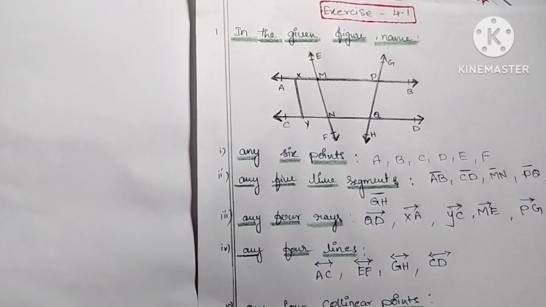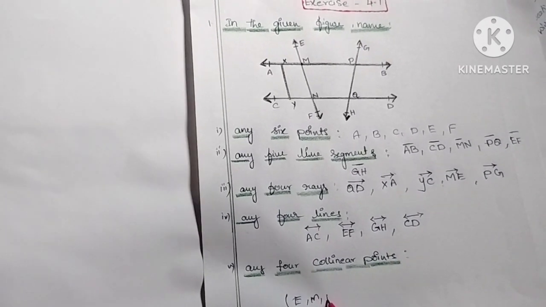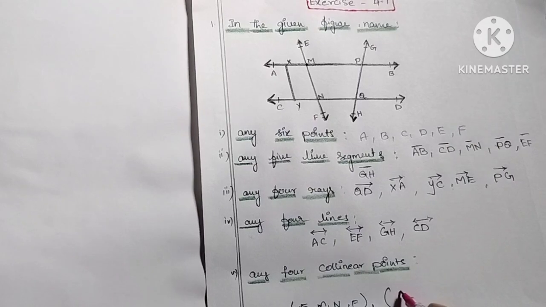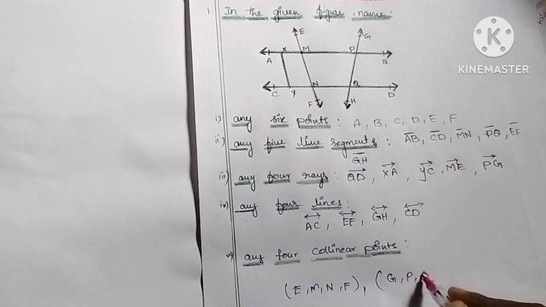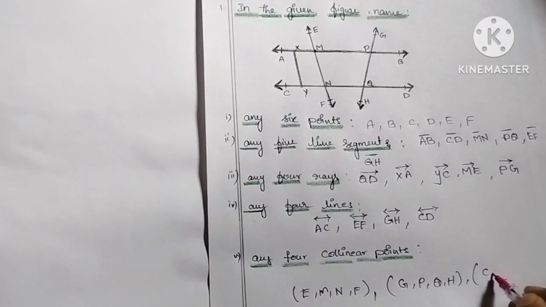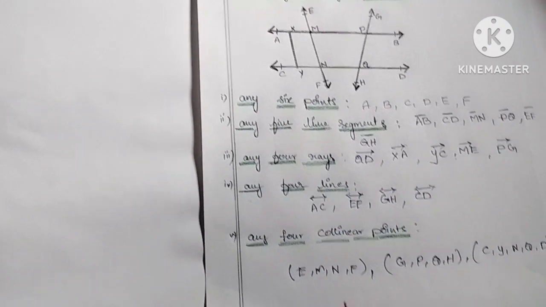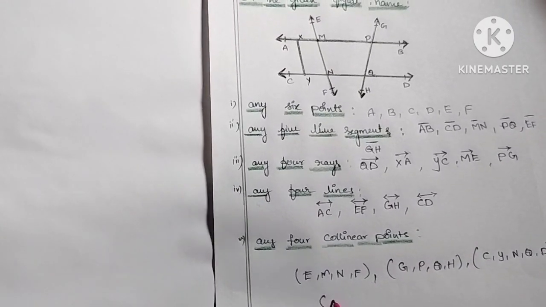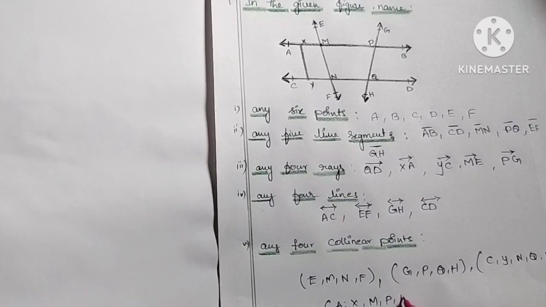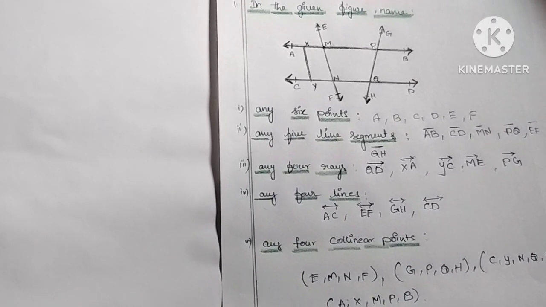So first I am writing E, M, N, F. These are a set of collinear points. And G, P, Q, H. So next C, Y, N, Q, D. So this is one set of points. So A, X, M, P, B. This is one set of collinear points.